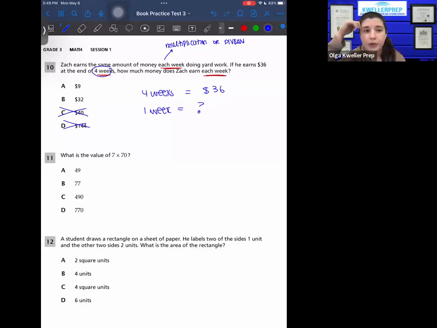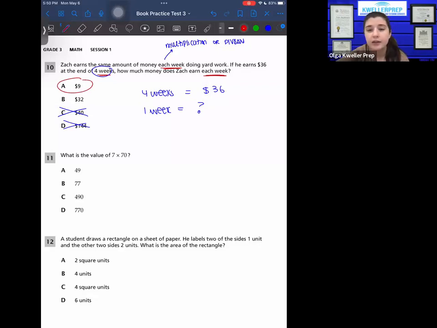But now we think about 32. Is that likely if in a total of 4 weeks he makes $36? Is it possible that evenly in 1 week that would just be 32? There's no way that's possible. That's too close to 36. So without doing any math, I can comfortably say that the answer here is choice A.